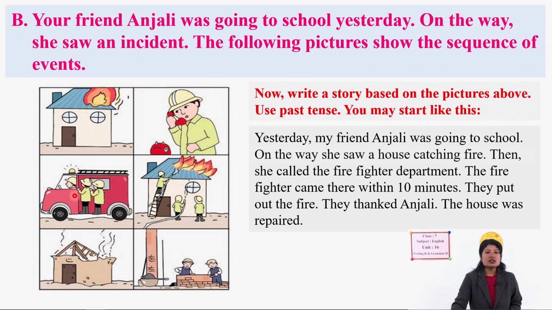Okay, so this is the story. This is the sequence of events. Now write a story based on the pictures above. Use past tense. You may start like this: Yesterday, my friend Anjali was going to school. On the way, she saw a house catching fire.